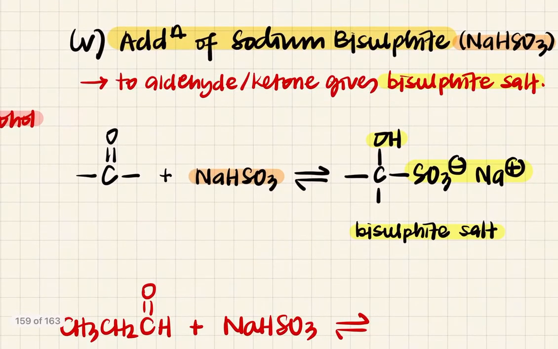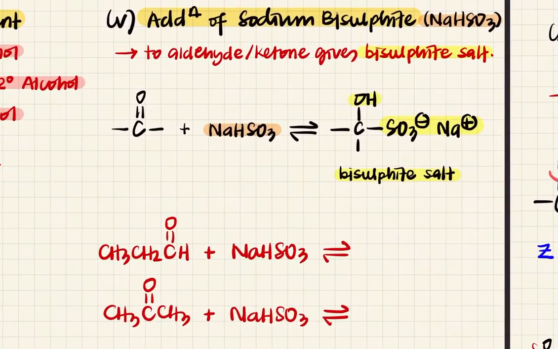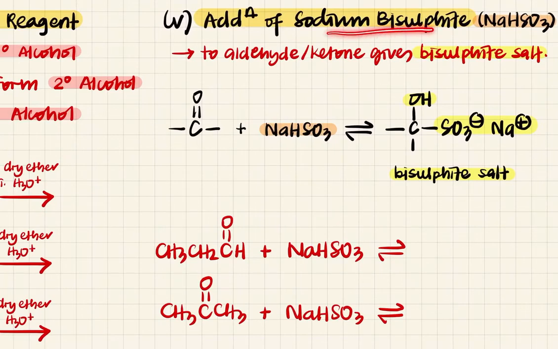Okay, now you have addition of sodium bisulfate. So sodium bisulfate tu nampak sulfate pula. Sulfite. Sodium bisulfite. HSO3 minus ke? Okay. So this one, addition of NaHSO3 to aldehyde or ketone gives bisulfite salt. So when you are talking about salt, that means that it is an ionic compound. Okay, so let's say here you have your carbonyl compound. What are you going to do?